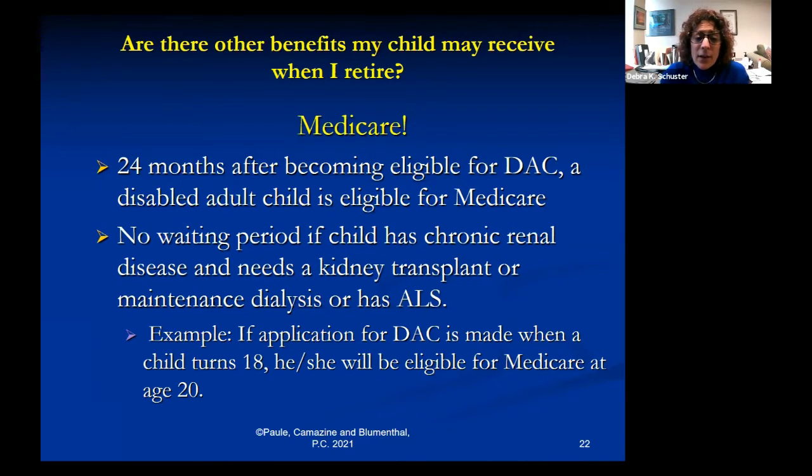So if an application for DAC is made when a child turns 18 and they're eligible in all the other ways, they'll be eligible for Medicare at age 20. That's 24 months after they've been determined to be eligible.